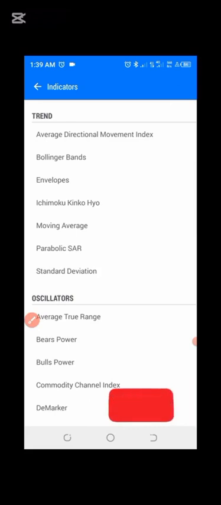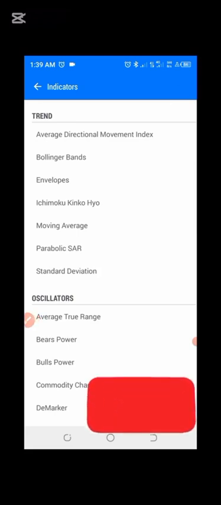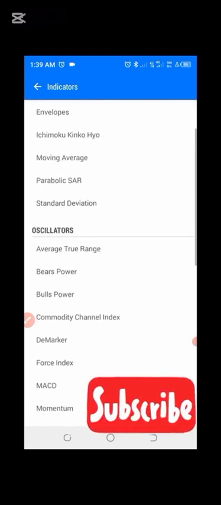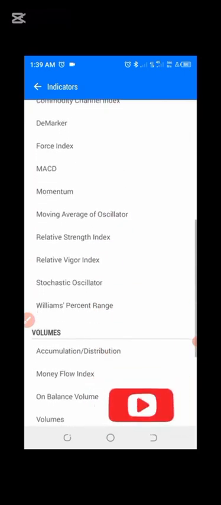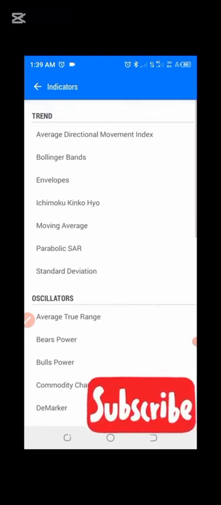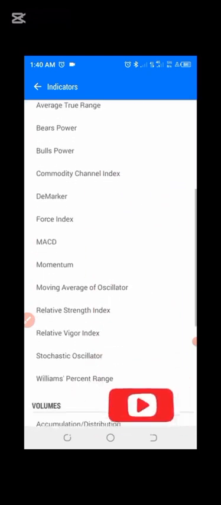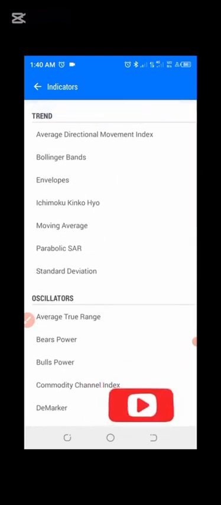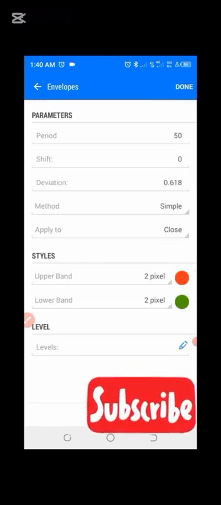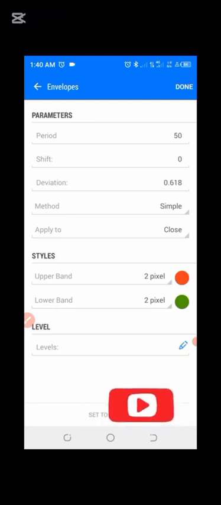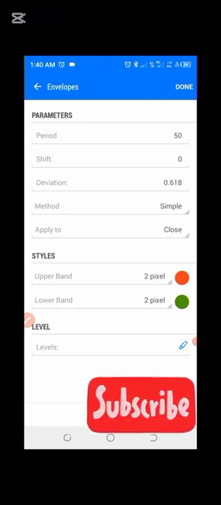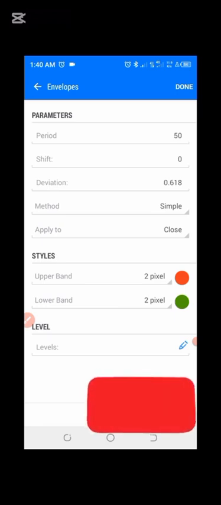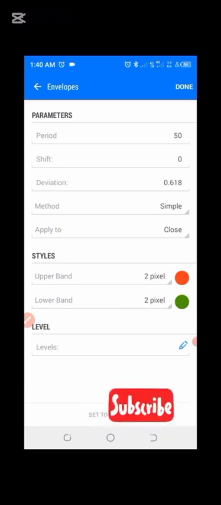Then you now look out for our envelope strategy. Envelope. Man, can't find the envelope. Okay, see, here is our envelope. So the period is 50, shift is 0, then the deviation is 0.618. Now let me give you the pros and cons of this envelope strategy, as it is one of the major confirmations we are going to be getting from it.